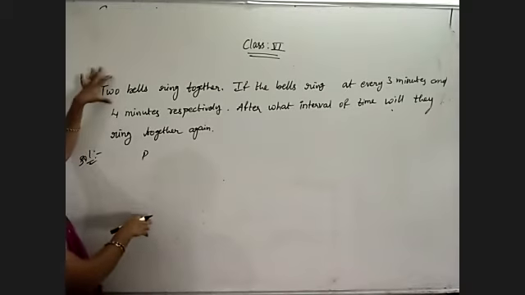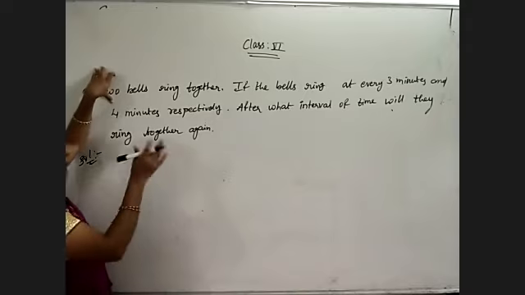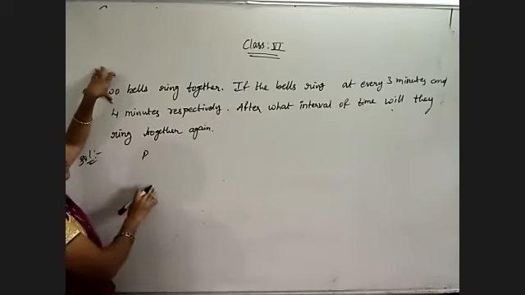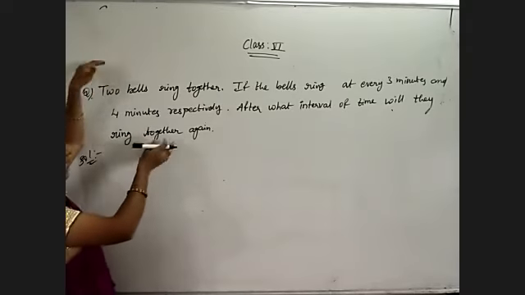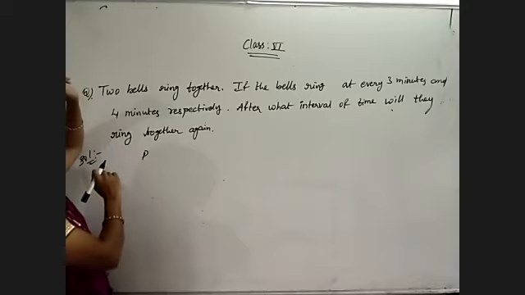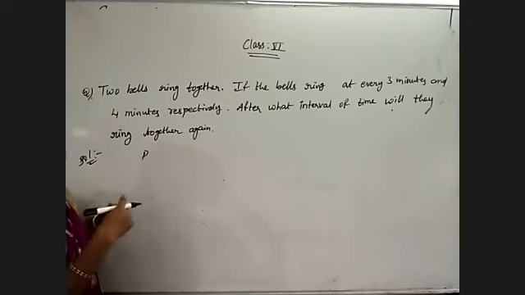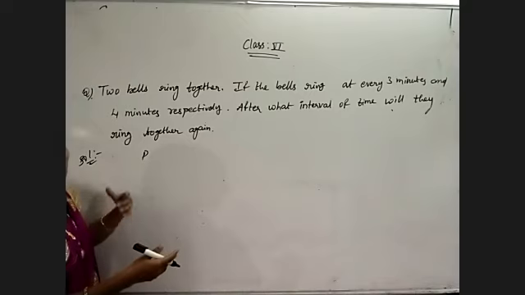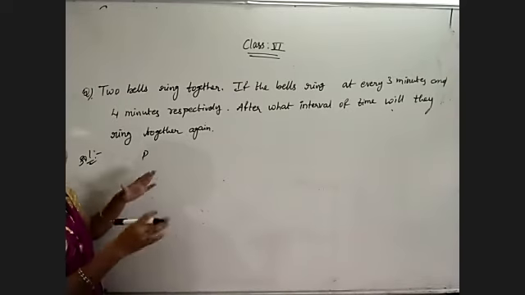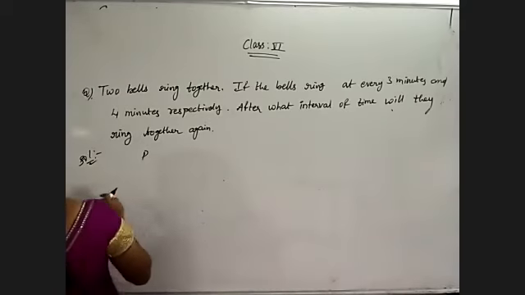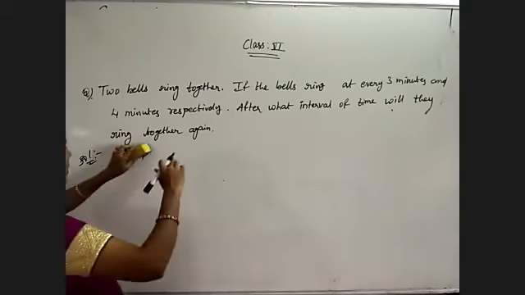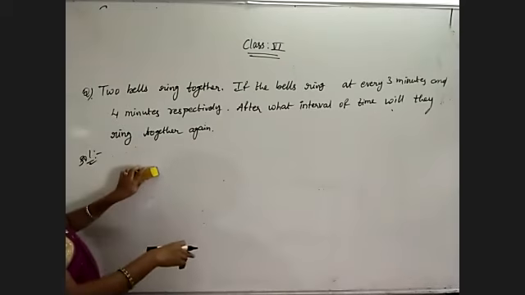So first two bells ring together. After that, for every 3 minutes, first bell is ringing, and every 4 minutes, second bell is ringing. If like that they are ringing together, after which interval will they ring combinedly? So that means we need to write multiples of 3 and multiples of 4.